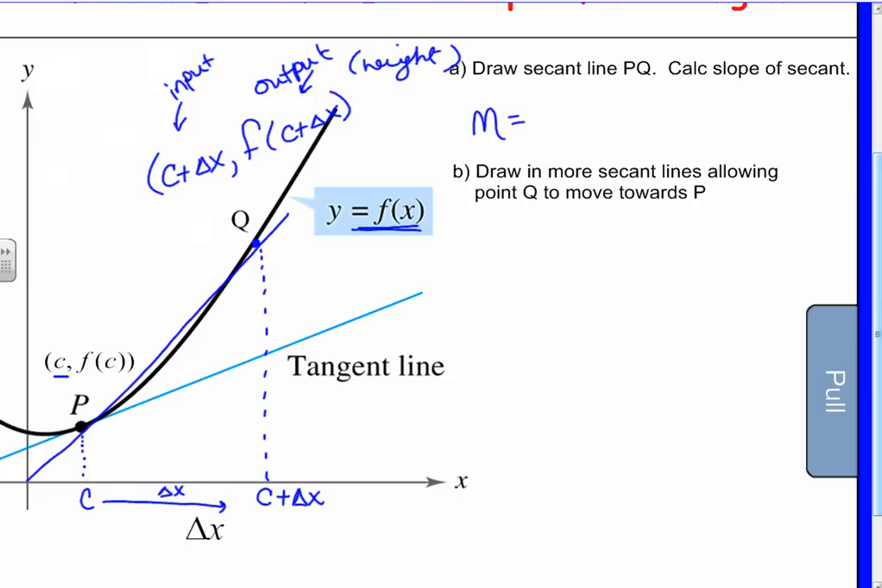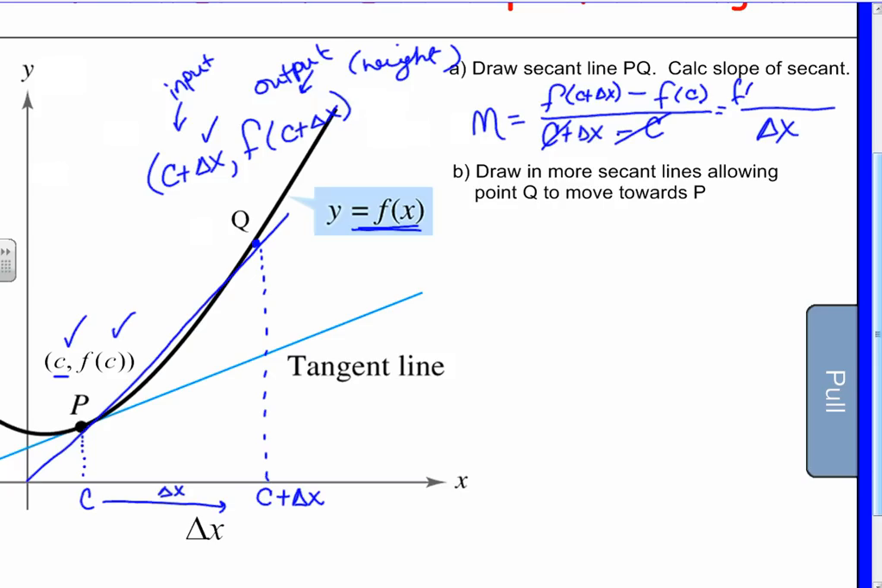So here, my second point, my y sub 2, would look like f of c plus delta x, minus my y sub 1, f of c, over x sub 2, right there, c plus delta x, minus my x sub 1 value, which is c. This simplifies nicely on the bottom, doesn't it? c minus c makes those cancel to 0, and that leaves me delta x on the bottom, and then I've got the difference of the y values up on top. And there we have the slope of the secant line.